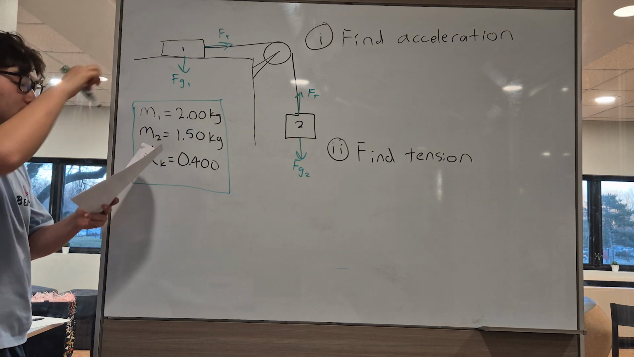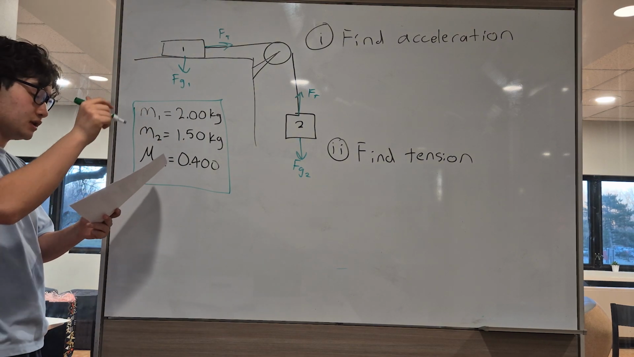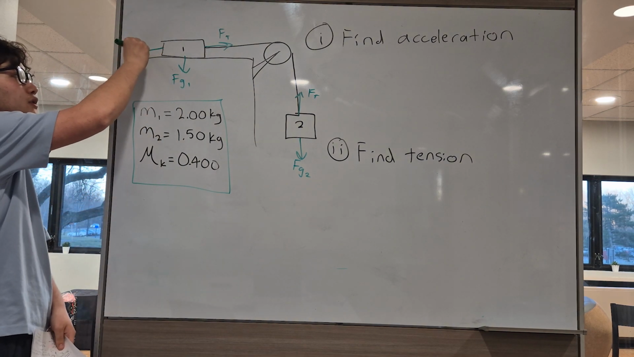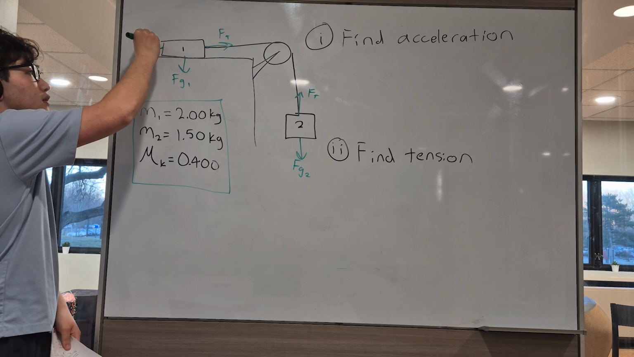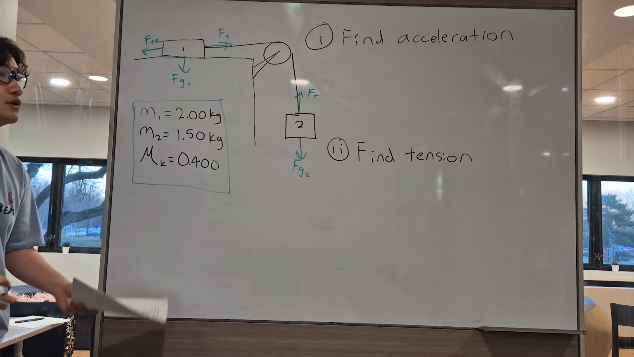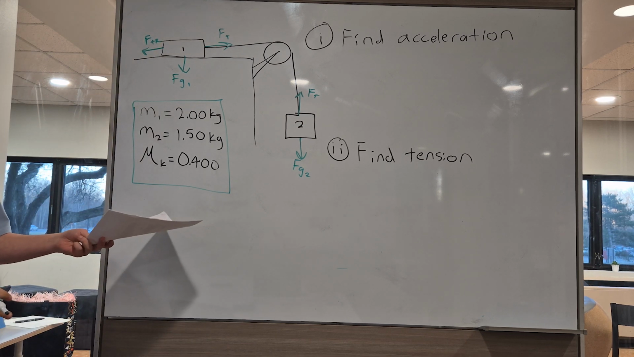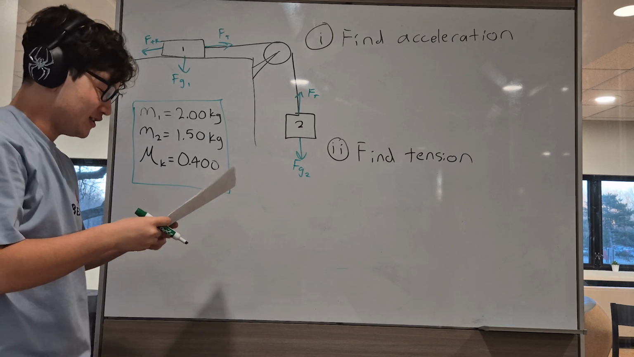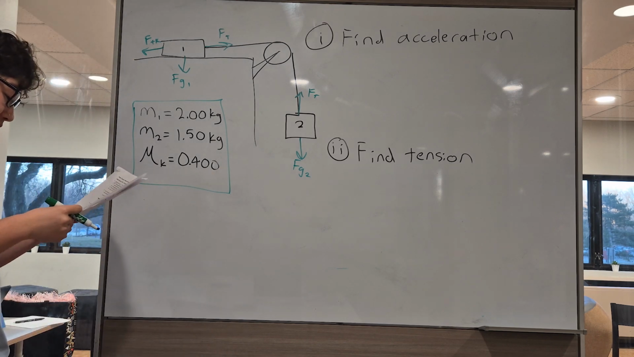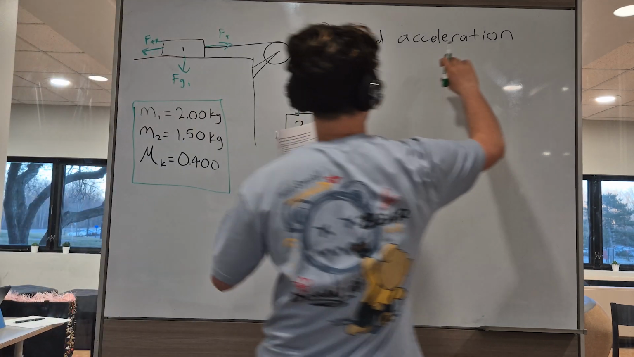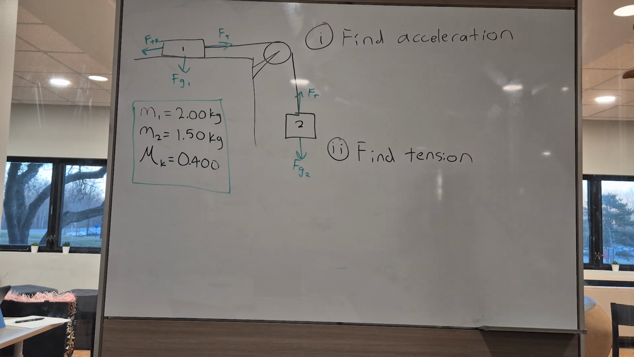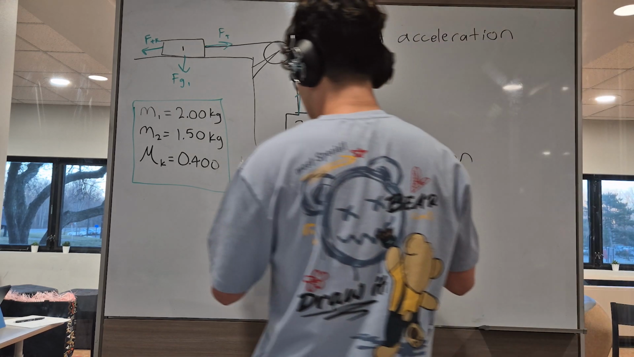And then on this side, since we have a coefficient of friction, there's a force of friction. So there's Fk for friction. I could just say F. Anyways, based on that, we need to find our acceleration and our tension.